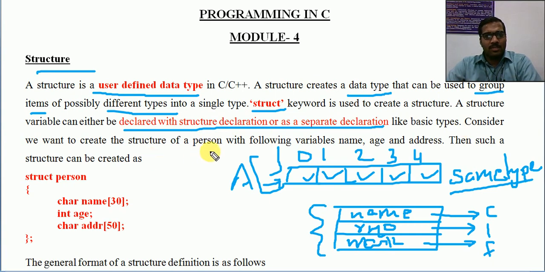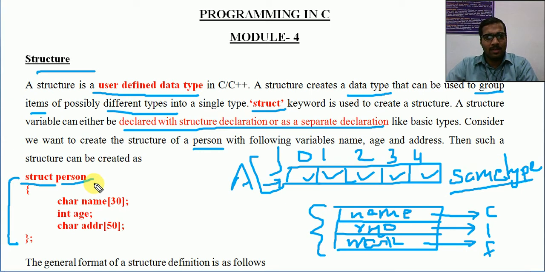So consider if you want to create a person. Multiple types of data are declared for this person information, the person record. This is the syntax used for that. Apart from the main function and other functions, we are creating a separate declaration for a structured data type. The syntax is like struct. One example is given: struct person. Struct is the keyword, person is the name of that data type.